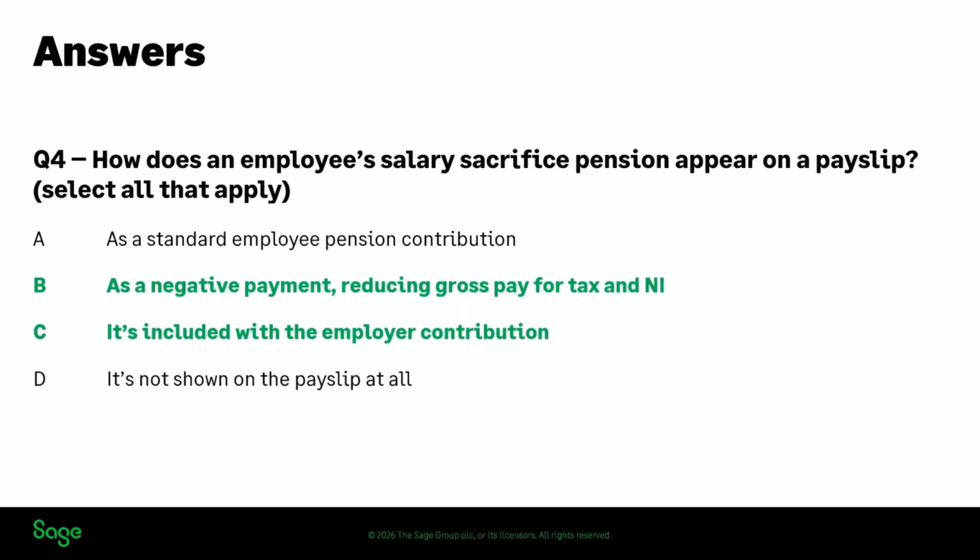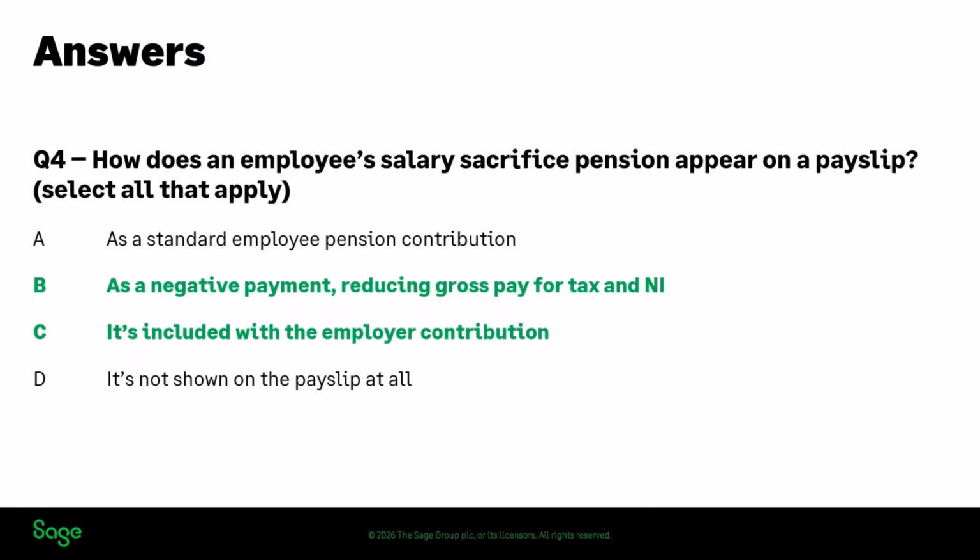So remember, it is a salary sacrifice arrangement, so there isn't technically an employee contribution. You will see a negative payment line representing the salary sacrifice, and then the combined amount is shown as an employer-only pension contribution. So well done if you got 4 out of 4 on that round.